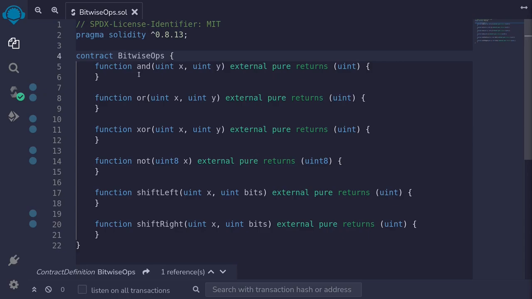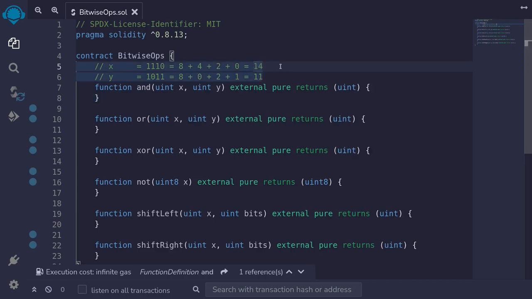In binary notation, these two numbers will be a sequence of zeros and ones. The output is also a number, a sequence of zeros and ones, where it is a 1 if both the inputs are 1 and 0 otherwise. Let's take a look at an example. For example, let's say that x is equal to 14 and y is equal to 11.